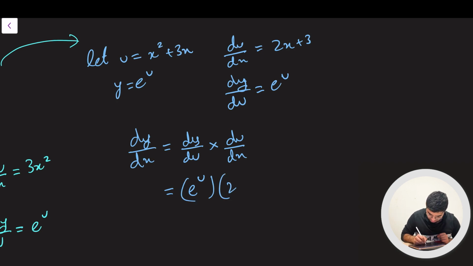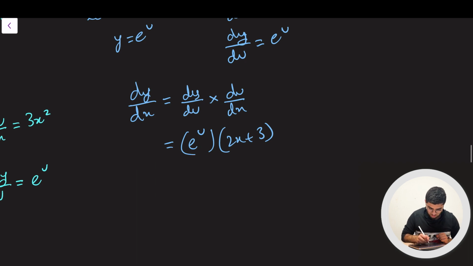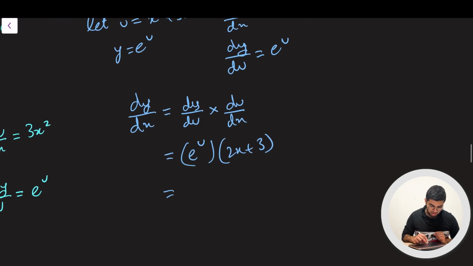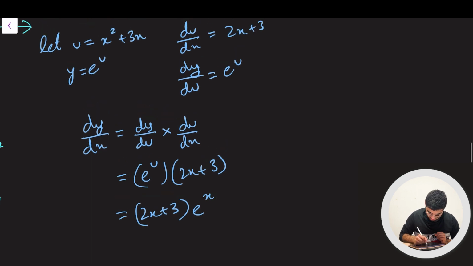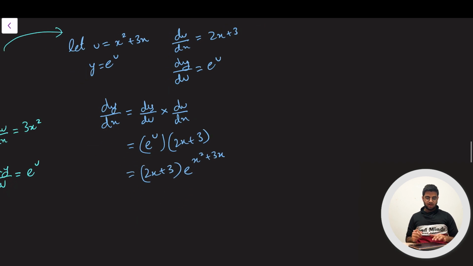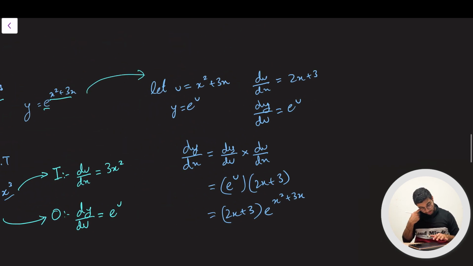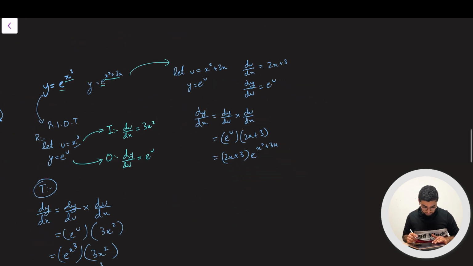this times 2x plus 3. And you are then left with, again substituting in the u, 2x plus 3 times e to the x squared plus 3x. Straightforward stuff, nothing that complicated and really simple. Just use the chain rule. Happy days. Now, as usual, we're going to notice something.